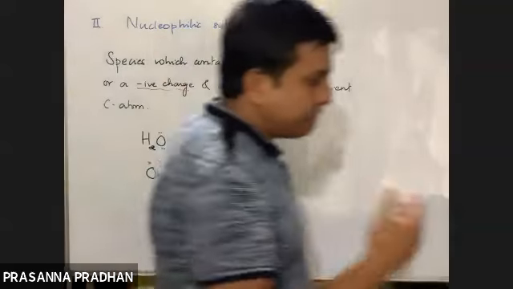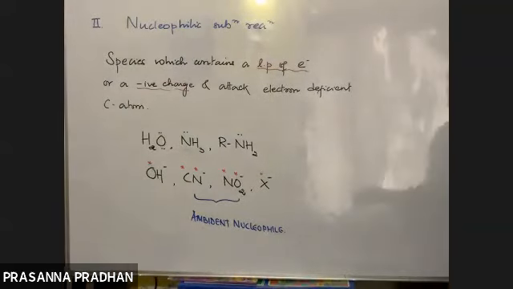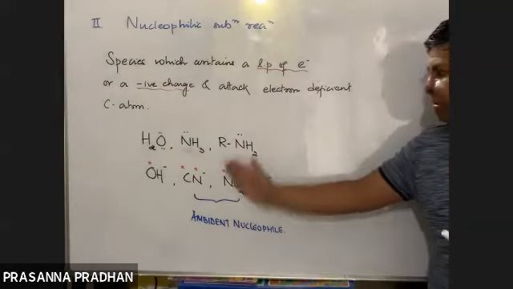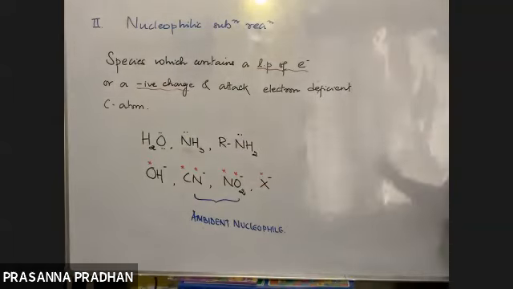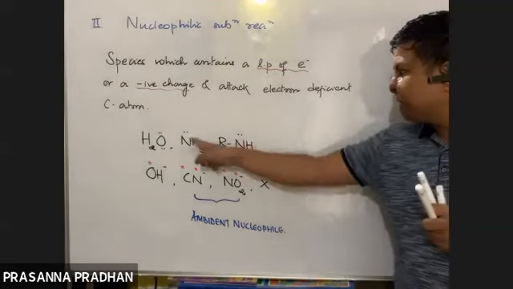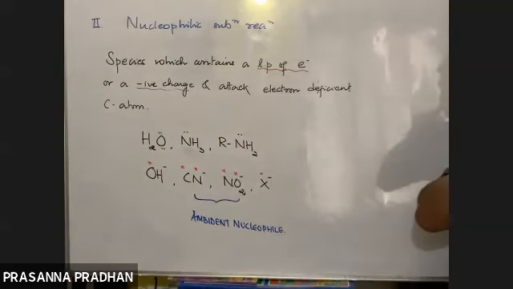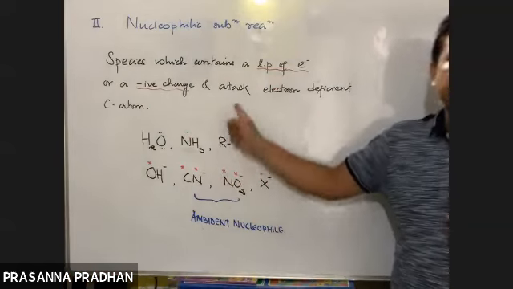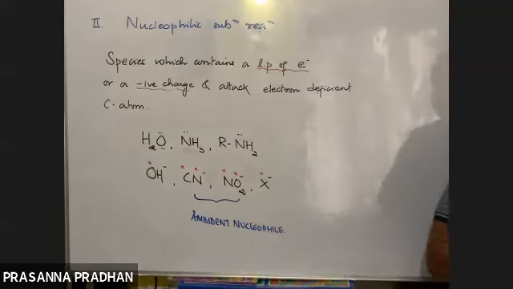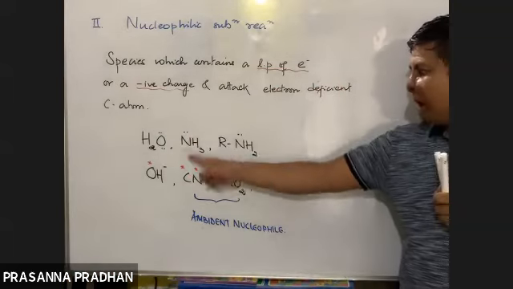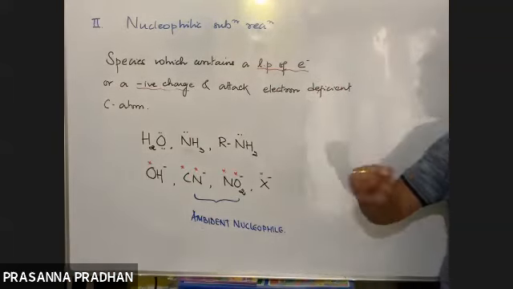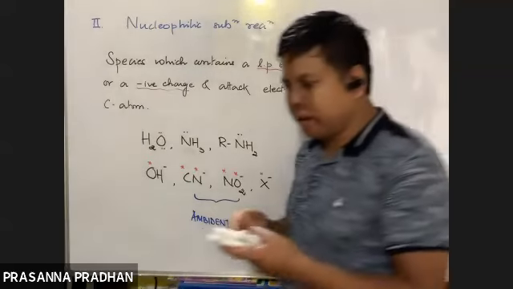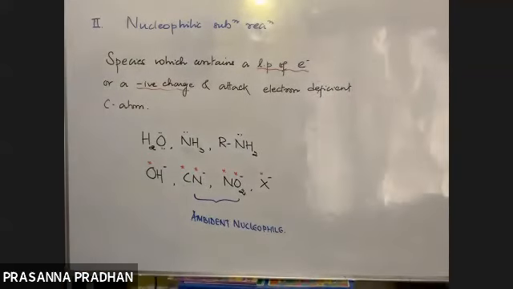So first we learned what nucleophiles are. It covers all those species which contain either a lone pair or a negative charge. Generally there is only one donor atom, but in some cases there are two atoms which can form a bond with the electron deficient carbon atom. Those types of nucleophiles which contain two atoms which can form a bond are known as ambident nucleophiles.